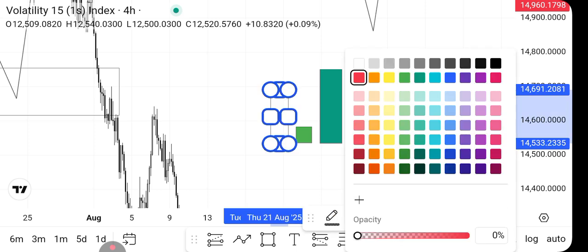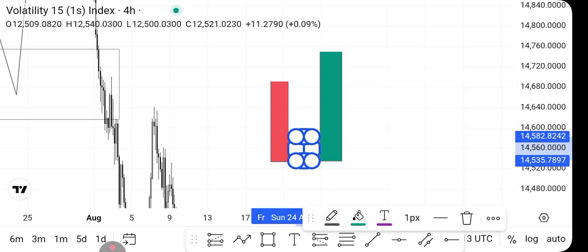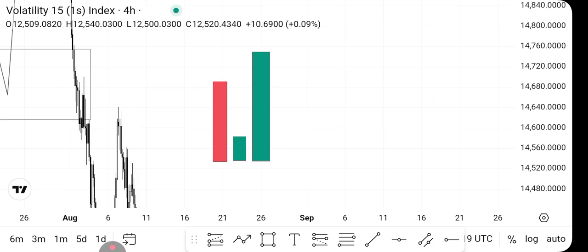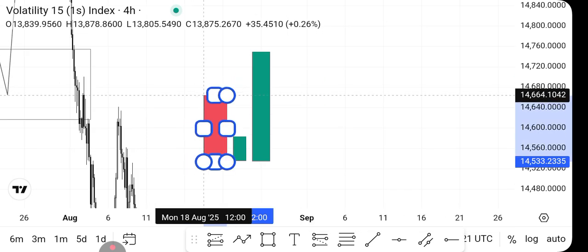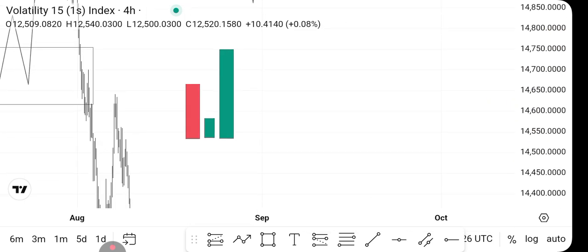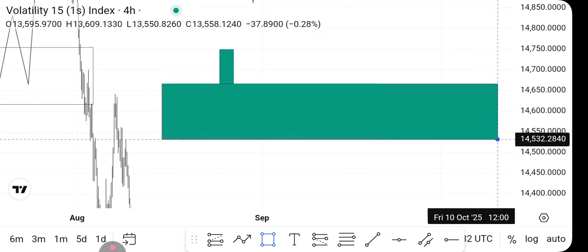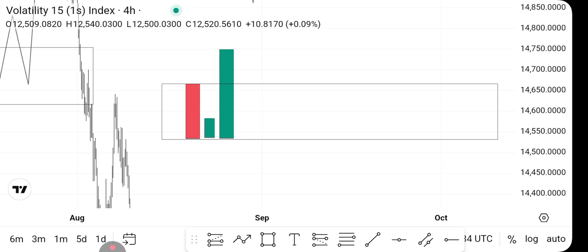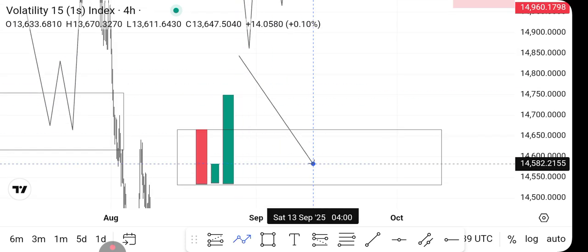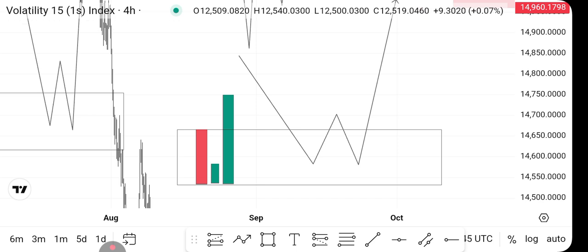Sorry, it's still the red, green. Let me use a different green. For this now, where do you draw your entry from? From here. Your POI will be from here, right? So you wait for price to come into it, and then you buy. This is the morning star.